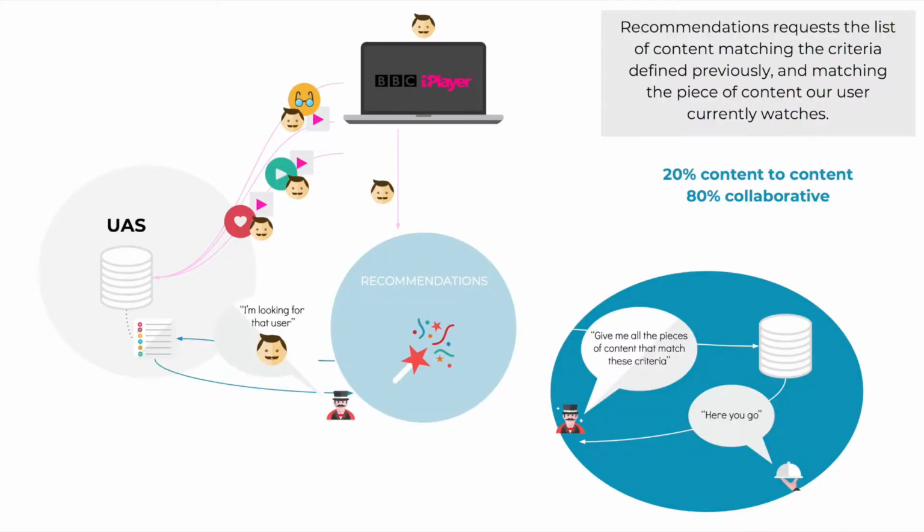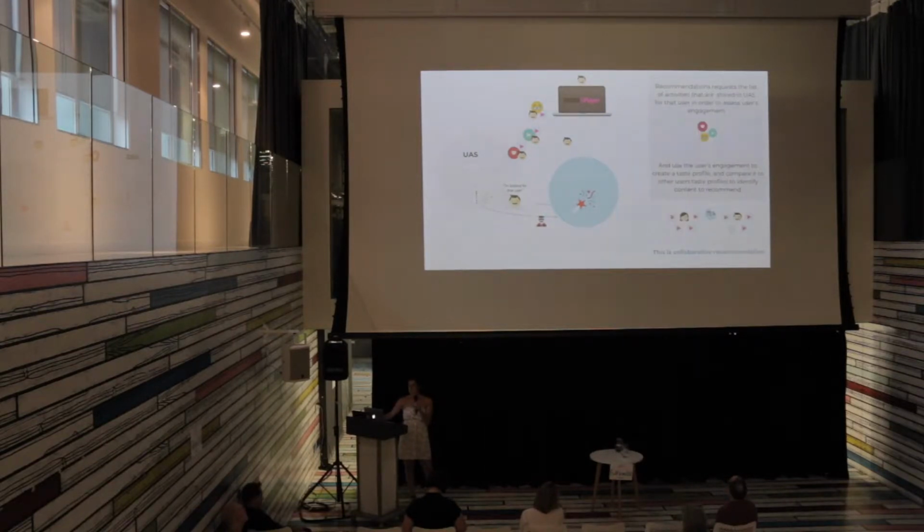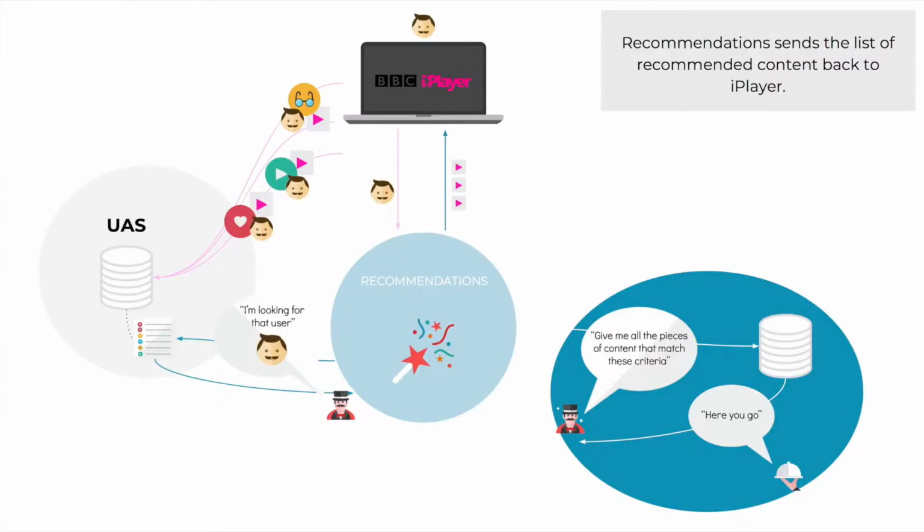Then once we have that list of content, we go and call the big databases that store the content itself to get the information: the name, the URL of the show, all the information from the show. We send it back to the recommendation engine. That sends it back to iPlayer.